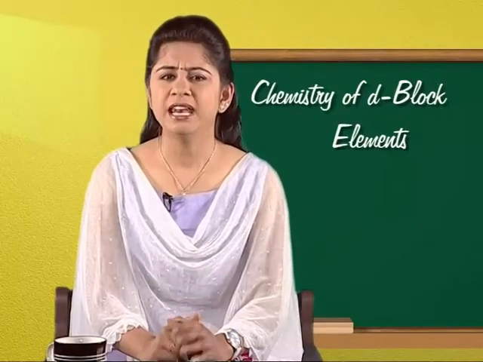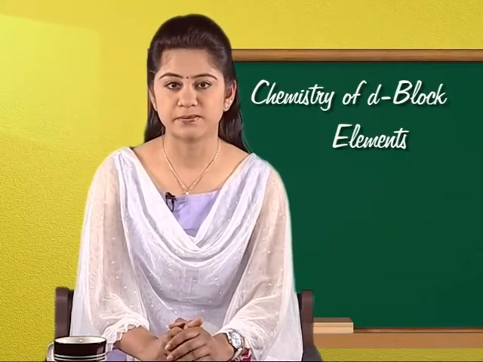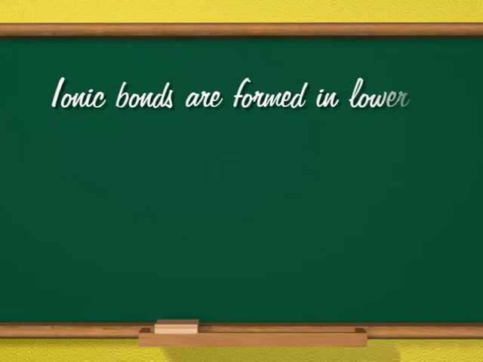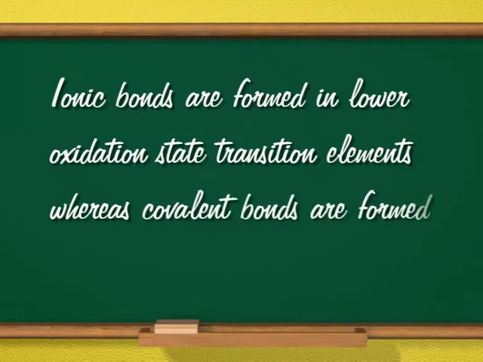Let's take an interesting fact related to transition elements. Generally, ionic bonds are formed in lower oxidation state transition elements, whereas covalent bonds are formed in higher oxidation states.